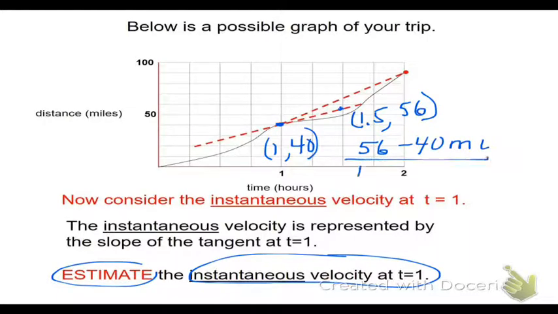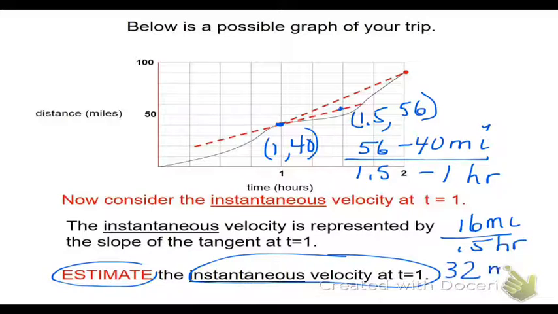divided by the change in time. So this is miles per hour. So 56 minus 40 would be 16 miles. 1.5 minus 1 would be 0.5 hours. And 16 divided by 0.5, or 16 divided by 1/2, is the same as 16 times 2. So that's 32 miles per hour.